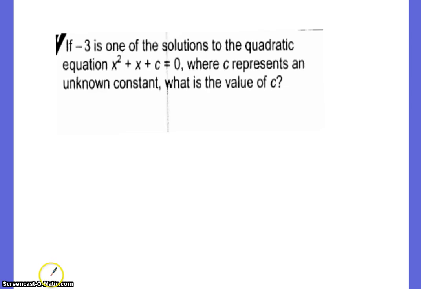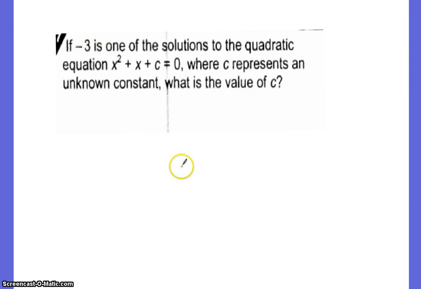If negative 3 is one of the solutions to the quadratic equation x squared plus x plus c equals 0, where c represents an unknown constant, what is the value of c? Okay, so we know that a solution is negative 3 and that it is quadratic.